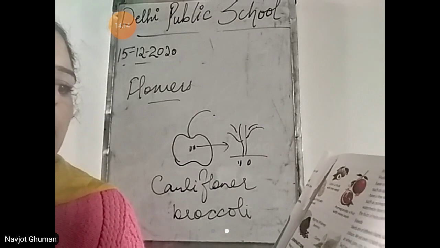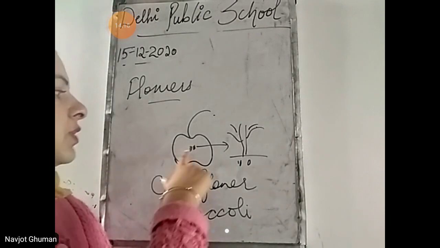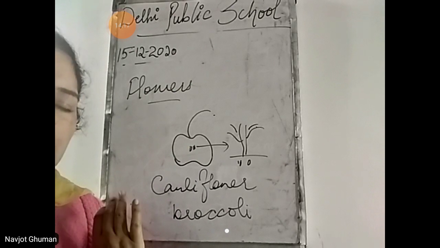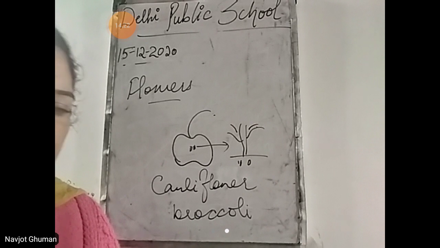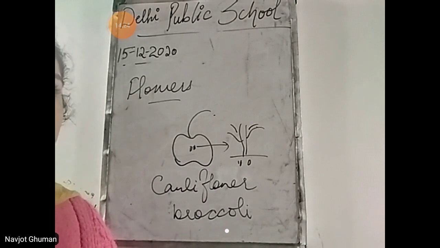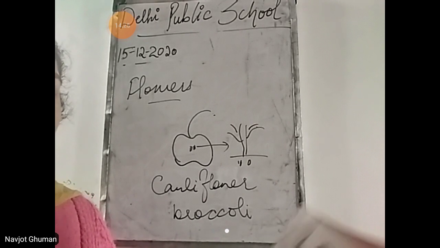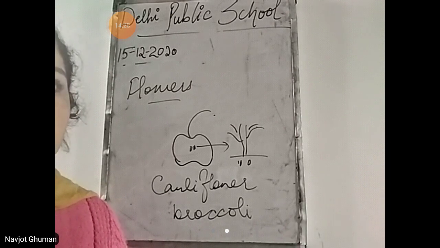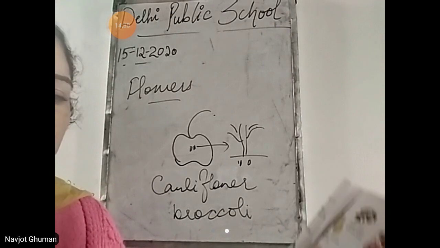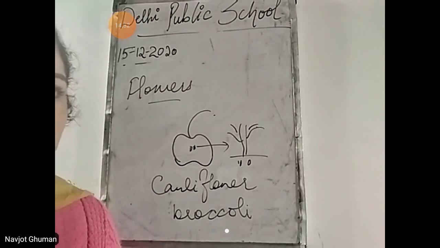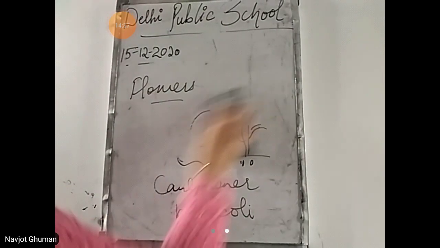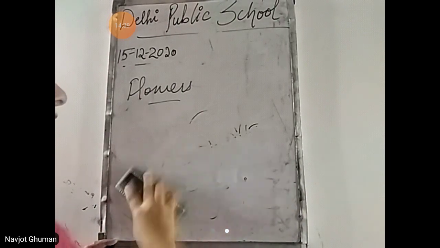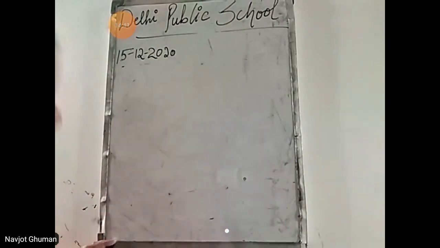Next parts are the seeds. Seeds, I have told you, we get from the fruits. Seeds are of different sizes and colors. They are of different shapes. We eat seeds of some plants. कुछ plants के seeds हैं जो हम खाते हैं, like wheat, rice, corn, beans. These are the seeds that are eaten by us, and they are called edible seeds.